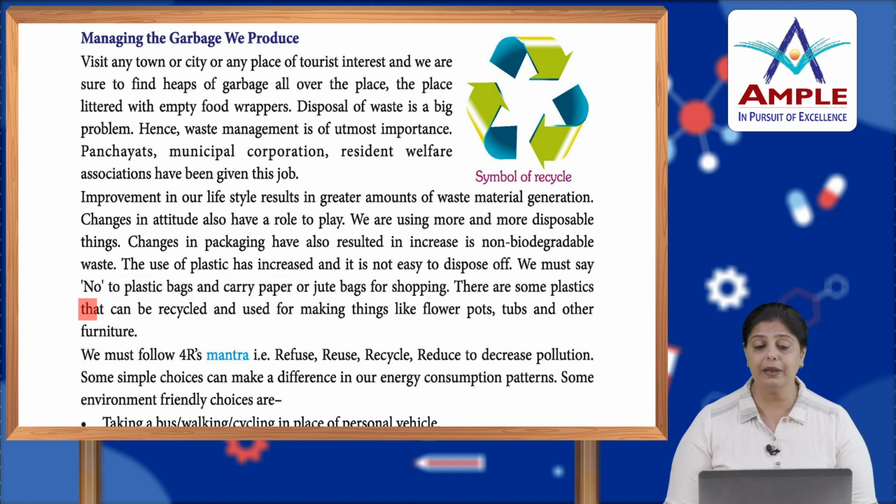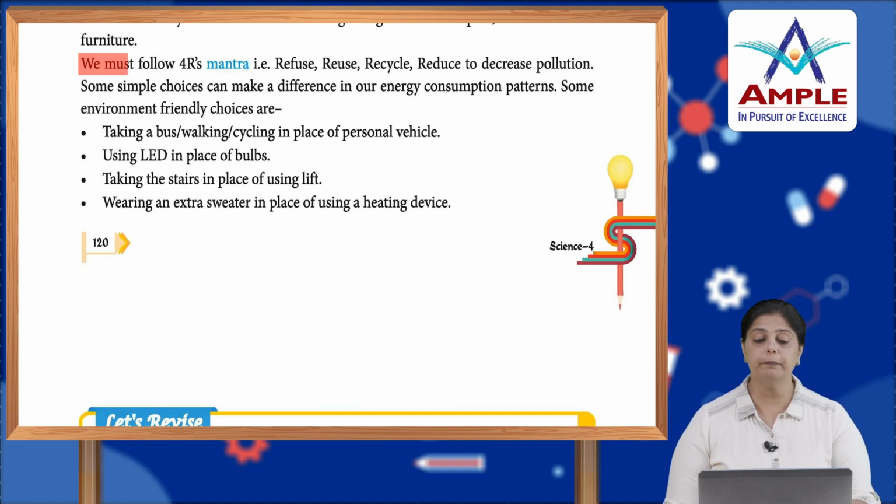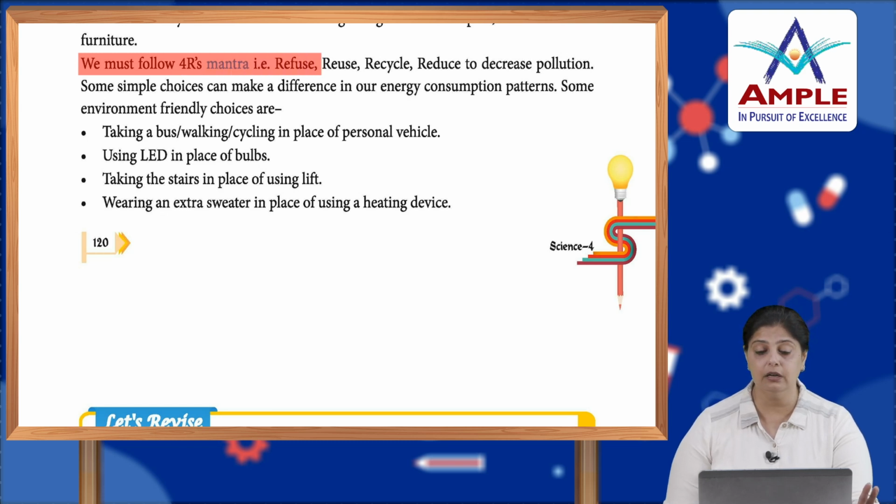There are some plastics that can be recycled and used for making things like flower pots, tubs and other furniture. We must follow the 4 R's. Okay, that's the 4R mantra: refuse, reuse, recycle and reduce to decrease pollution.